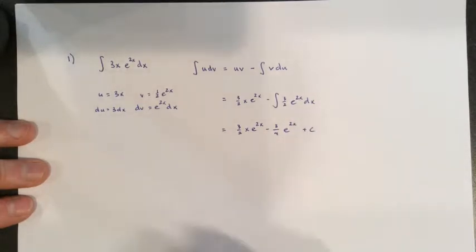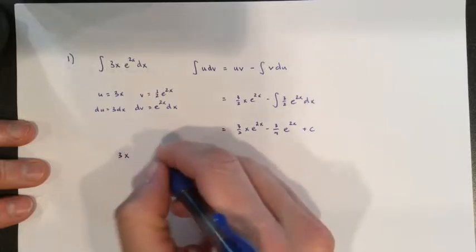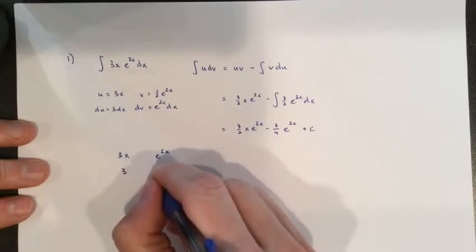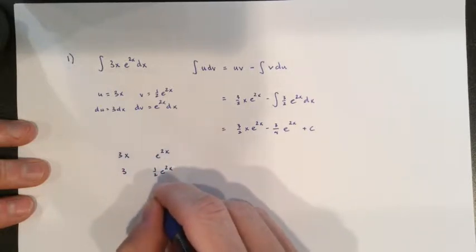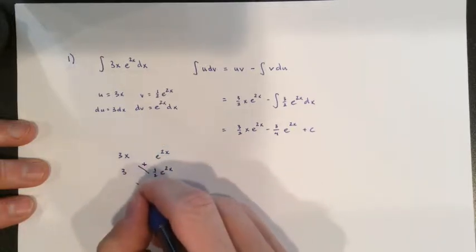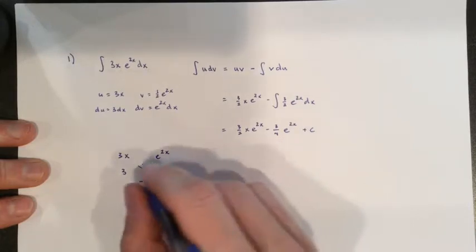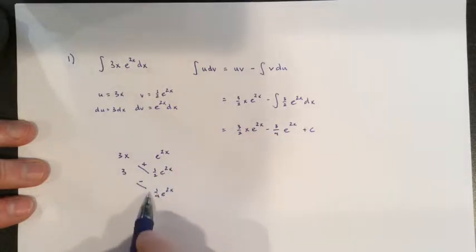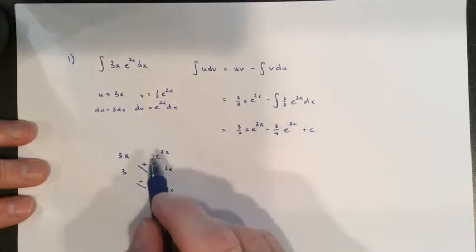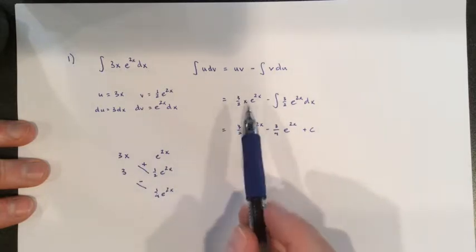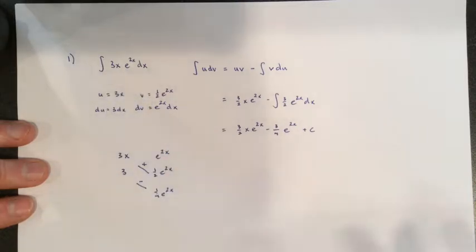I actually could have used tabular if I wanted to. Remember, tabular says go ahead and put your u there and your dv there. Take derivatives here. Take antiderivatives on this side. Match them up with the diagonals, and then put plus and a minus, and then go ahead and match them up. 3x times 1/2 e to the 2x gives us this term, minus 3/4 e to the 2x gives us this term. So this idea is organized, and we just call that tabular, but it's just integration by parts. And remember, integration by parts is essentially the product rule, and we derive that from the product rule itself.